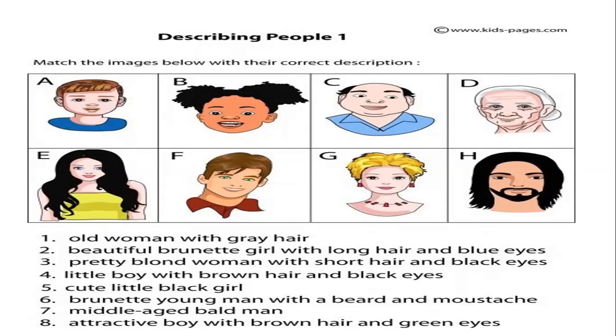Letter B. Yes, that's right. Number six. Brunette young man with a beard and mustache. Letter H. Letter H, that's right. Number seven. Middle-aged bald man. Letter C. Letter C. Bald es calvo, ¿verdad? No tiene cabello. Number eight. Attractive boy with brown hair and green eyes.